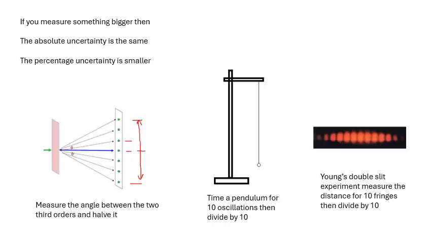If you're timing the period of a pendulum, I'll talk more about pendulums later, you do it for 10 oscillations and then divide by 10. In Young's double slit experiment, and these are what we call fringes, you measure the distance between 10 fringes and divide by 10. Yeah, measure something bigger and the percentage uncertainty is smaller.